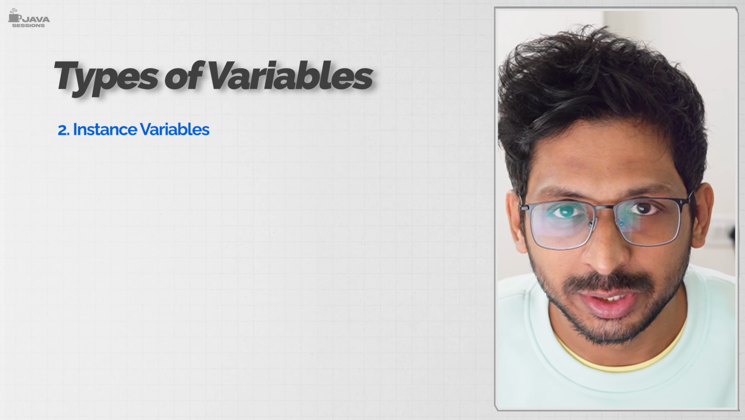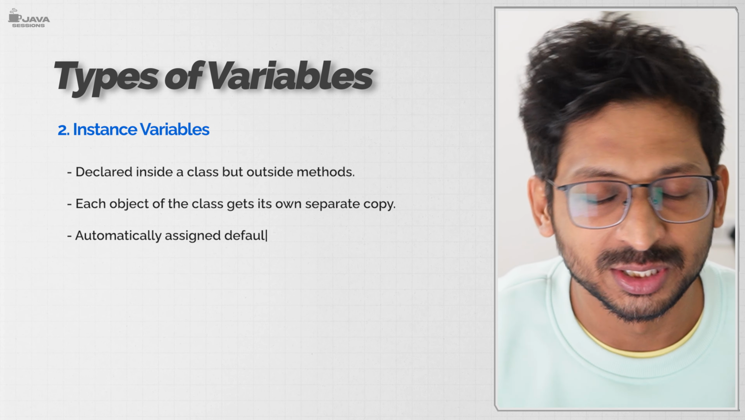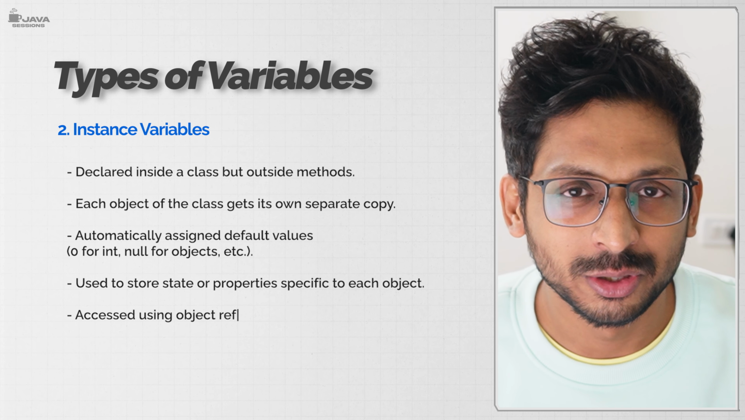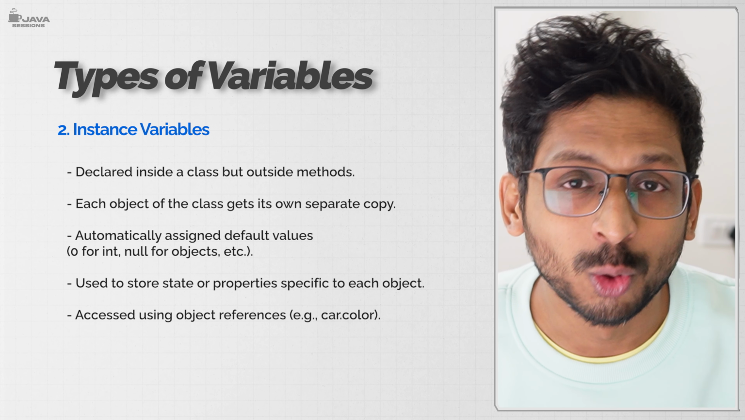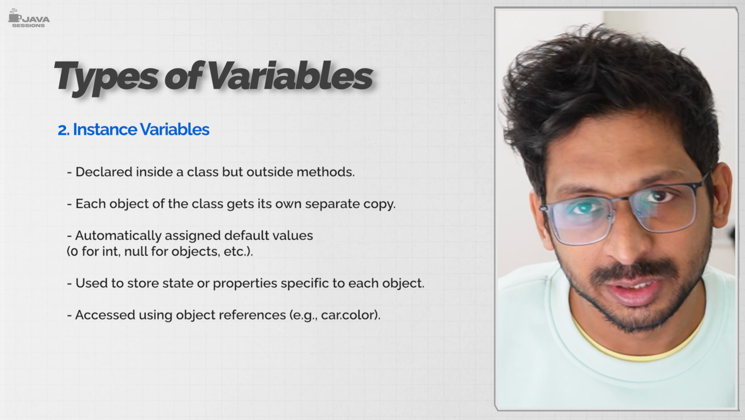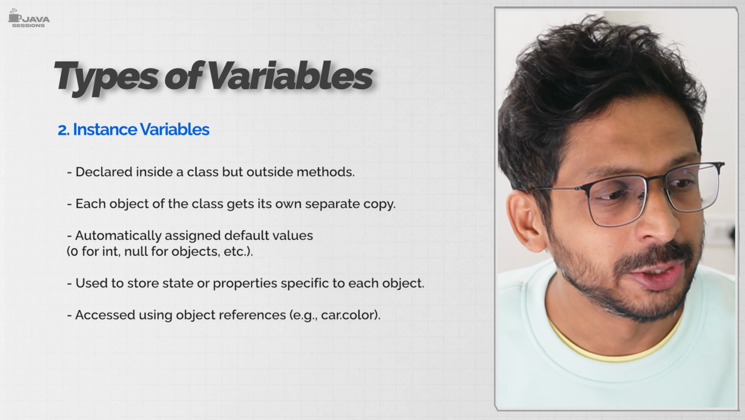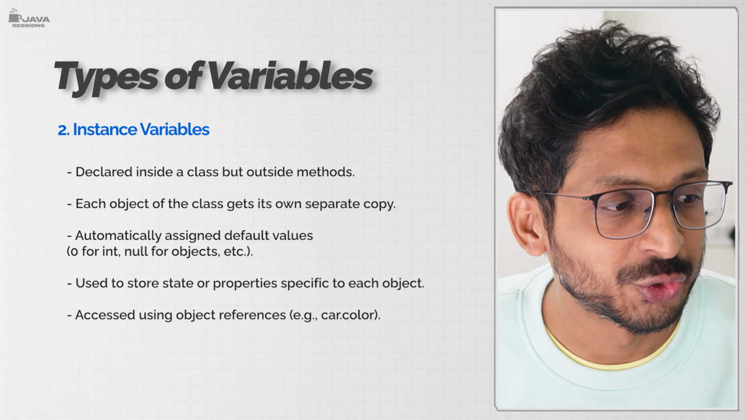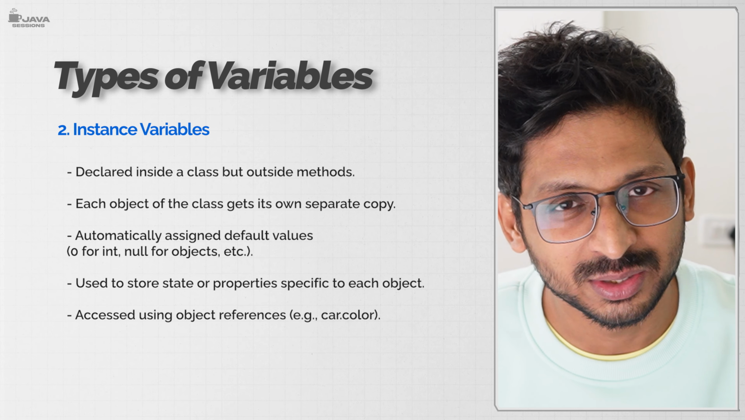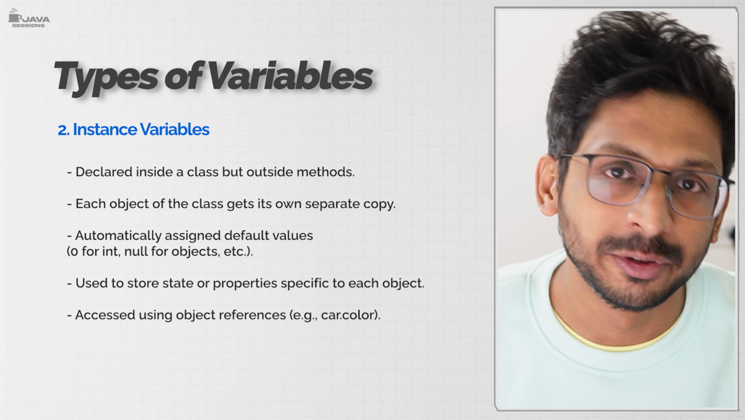Second is the instance variable. These are object level variables. These are declared inside a class but outside any method. Each object of that particular class is going to get its own copy of this variable, and this is perfect for storing object level data. Like for example, in the case of class car, it could have a variable called string color and int speed. So all of the objects created with this class are going to have their own set of these 2 variables, and they can have different values.